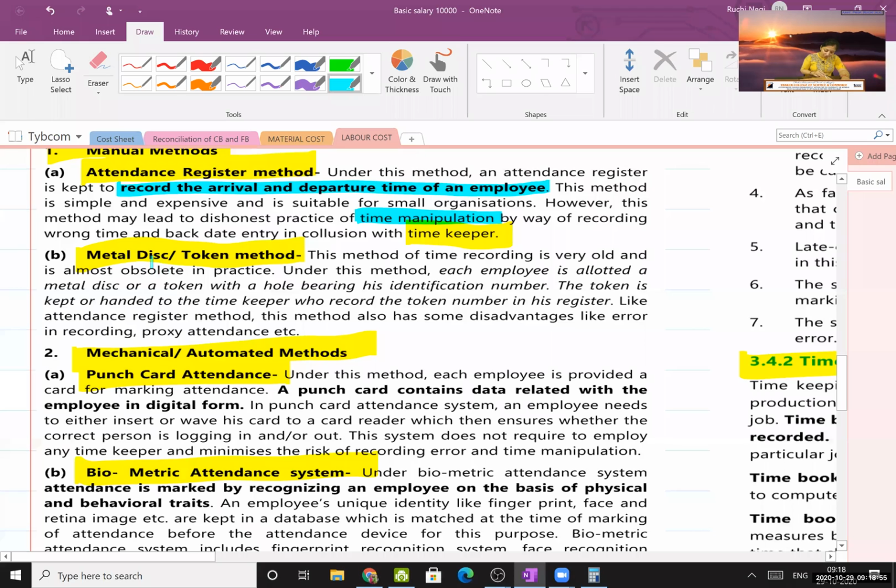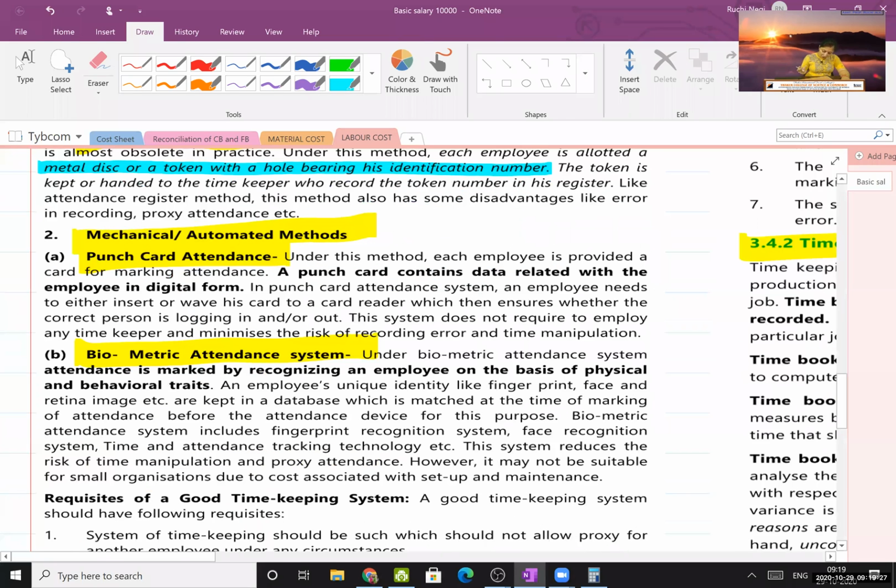And they give a badge, people wear badge numbers as their employee identity. A metal disc or a token bearing the identification number, that is the employee number, is given. This is not a practice nowadays, because anybody can bear that badge.